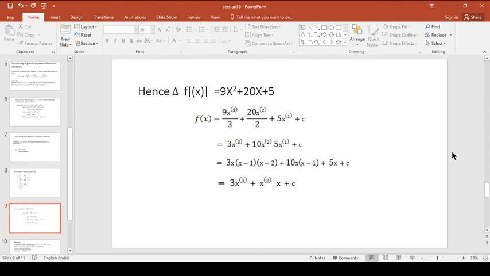So here we need the term f of x. That means we are going to integrate this equation, so that we get f of x is equal to 9 into x raised to 3 divided by 3 plus 20 into x raised to 2 divided by 2 plus 5 into x raised to 1 plus integration constant c. And here by simplification, we get 3 into x raised to 3 plus 10 into x raised to 2 plus 5 into x raised to 1 plus c. So this itself we can represent in this way also.